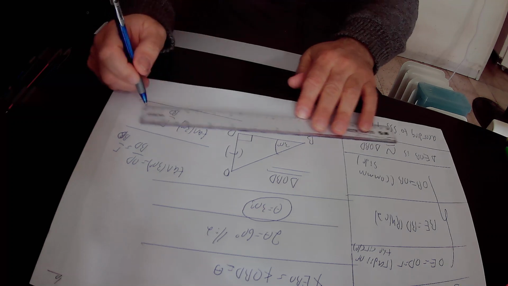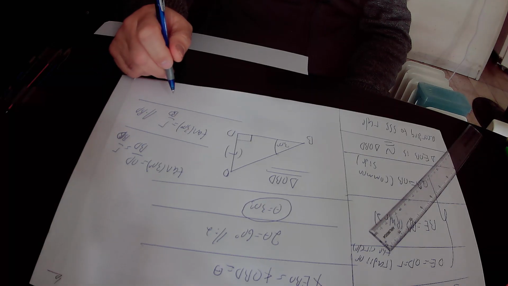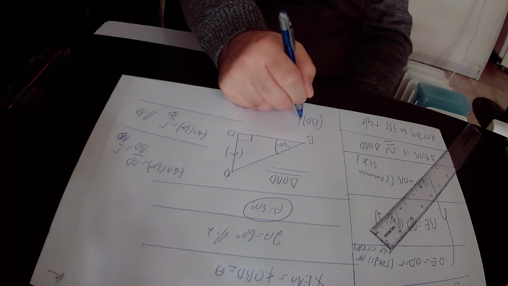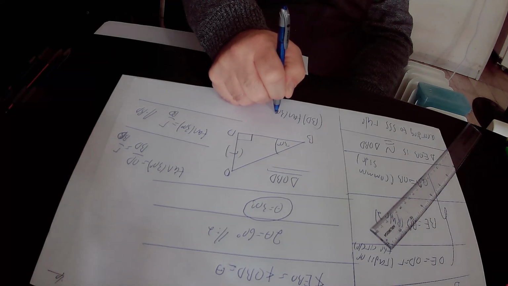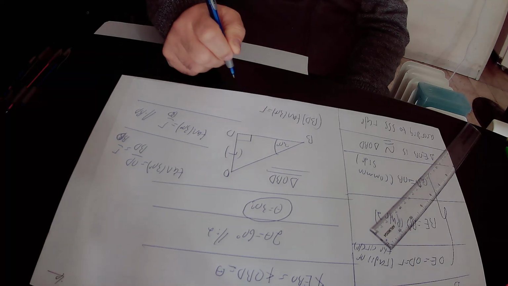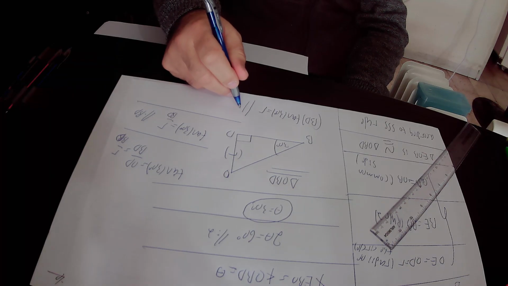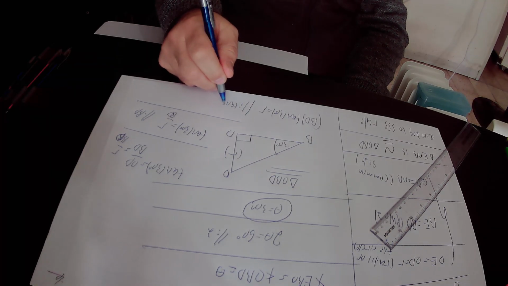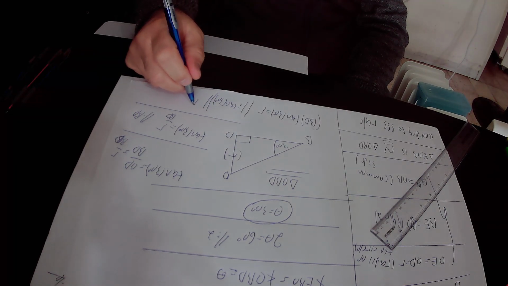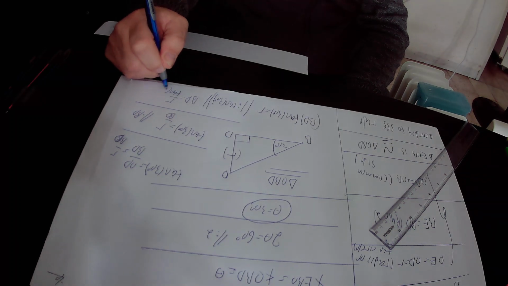Here we multiply this equation by BD, and we get that BD times tangent 30 degrees equals R. Here we divide this equation by tangent 30 degrees, and finally we get that BD equals R over tangent 30 degrees.